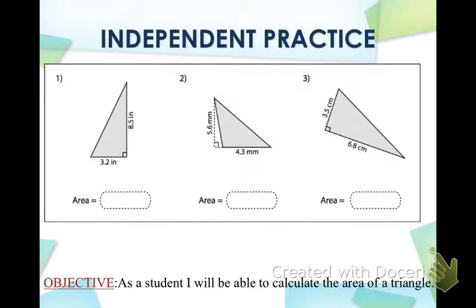Right now, you need to do these 3 for independent practice. Go ahead and pause the video, do them, and then when you get your answers down, go ahead and resume the video. I'll go over them really quickly, and you may do that right now. Pause it.